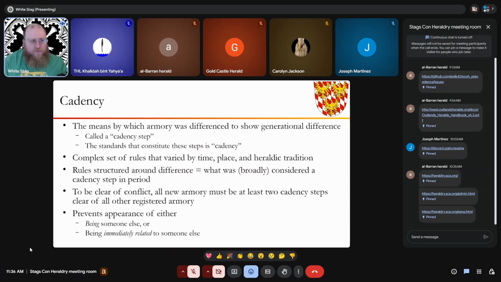So I find it helpful to explain cadency because conflict isn't random. It's structured. We have come up with a set of rules based off of our understanding of period armory with a specific goal in mind. And I find explaining this is helpful when talking about conflict, both with heralds who are starting out and also submitters. Like, what does a conflict mean? It's not just a nebulous term. It has a specific intent in our rules.